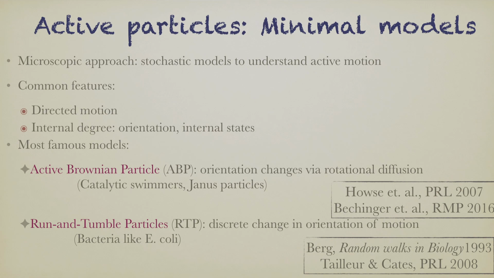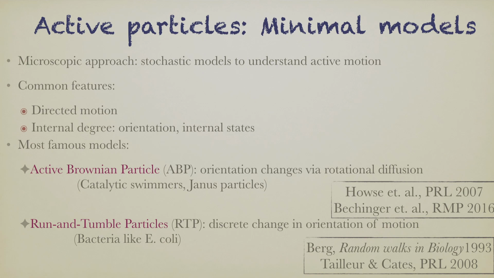So one attempt from the theoretician side is to use minimal statistical models, without going into the details of the chemical cycles in bacteria, but just modeling the motion using statistical models. There are several models existing, and these have certain common features. One thing is that they have some internal degree of freedom which changes stochastically, and that couples with the positional degree, giving rise to the directional motion.